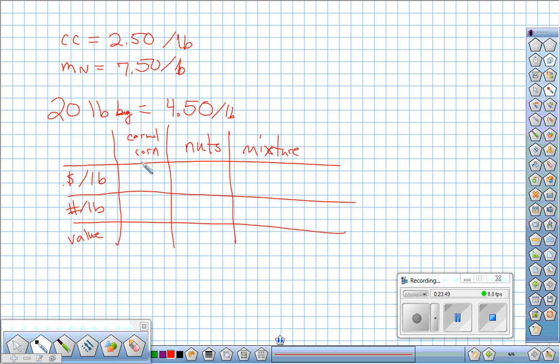So my caramel corn is $2.50 per pound. So in this little box I have $2.50. I don't actually know the number of pounds of caramel corn, so I'm going to say X. I could say C, it doesn't matter. I kind of like using the same letters, so I have C for caramel corn. And then the value of that is 2.50 times C. The value is the amount of money times the amount of pounds that I had, and that's basically what I would end up paying if you plugged in the number of pounds you had.